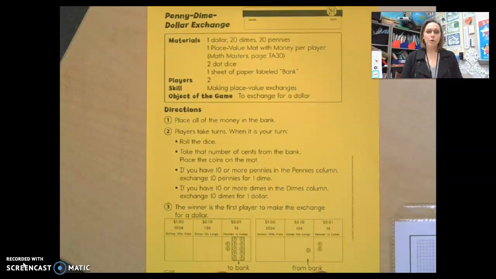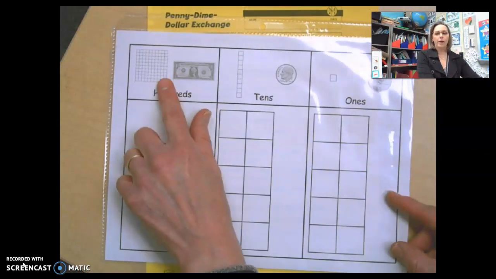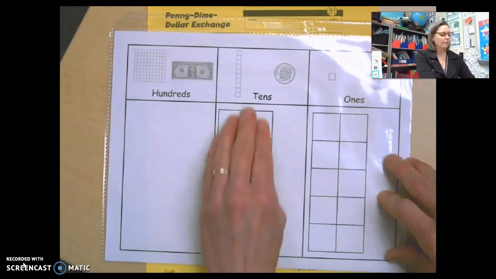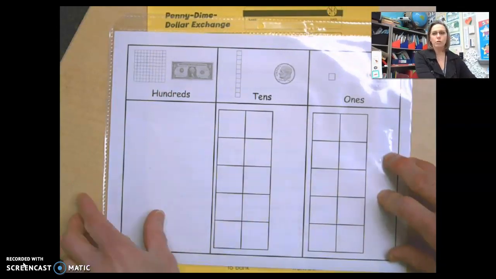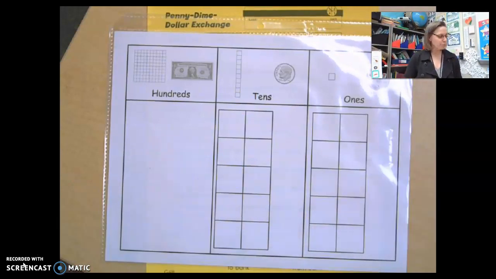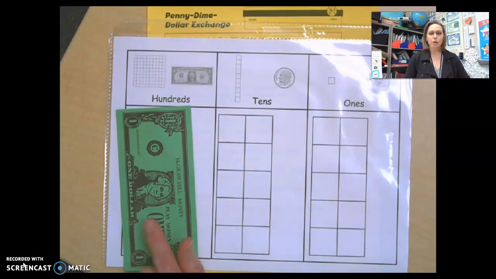So if you want to play that, you're going to be using your 3-column chart, and you won't have this in here, but you're going to remember that you need 10 and you need 10 to move over to the hundreds. And what you're trying to do is be the first person to exchange your 10 dimes for a dollar bill.